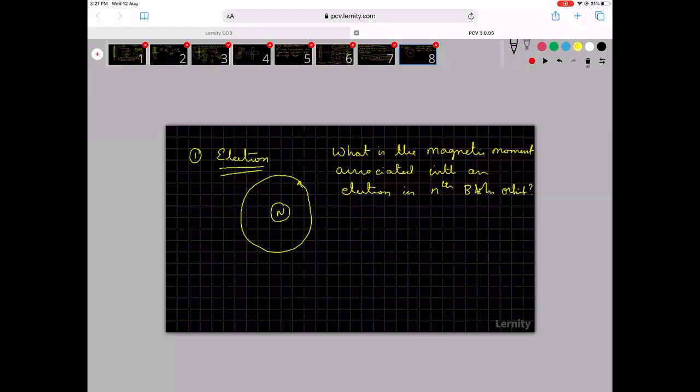Okay, so if I have to answer this question, magnetic moment is basically I into A. What is I? Q into frequency. What is frequency? Frequency is 1 upon time period. Time period is equal to 2 pi r by V. So it is Q into V by 2 pi r into pi r squared. Pi gets cancelled, r gets cancelled. So the magnetic moment is equal to QVR by 2.